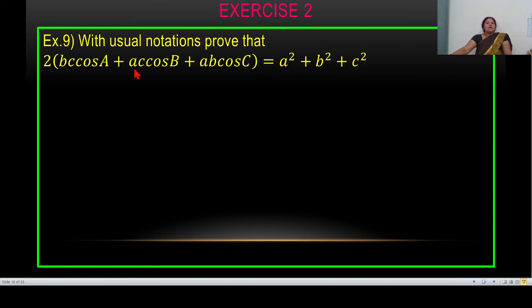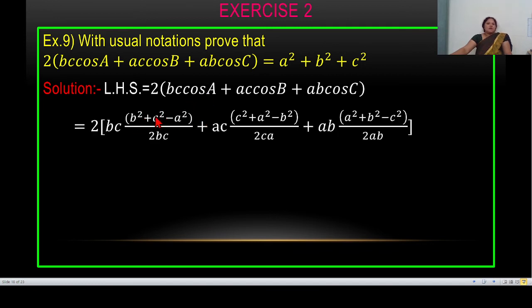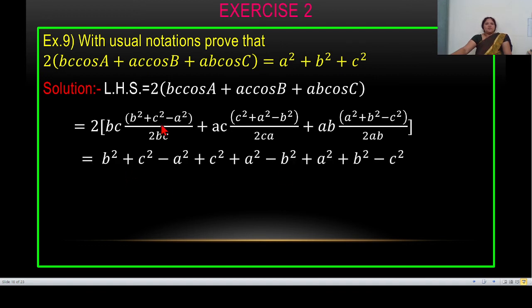Next example: with usual notations, prove that 2(bc cos A + ca cos B + ab cos C) equals a² + b² + c². LHS is 2(bc cos A + ac cos B + ab cos C). By the cosine rule, cos A equals (b² + c² − a²) upon 2bc, cos B equals (c² + a² − b²) upon 2ca, and cos C equals (a² + b² − c²) upon 2ab. Therefore, (b² + c² − a²) + (c² + a² − b²) + (a² + b² − c²). Terms cancel, and the result equals a² + b² + c², which is the RHS.